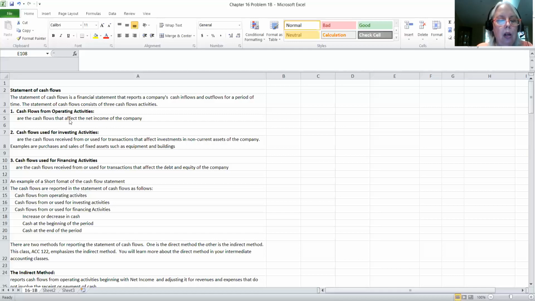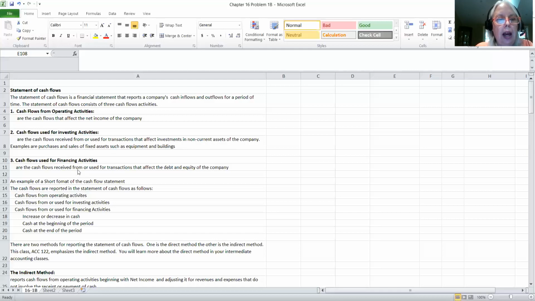cash flows. The second section that you'll prepare is called the cash flows used for investing activities, or the investing activities section. And in this particular section, you're going to record all cash transactions that come from things that affect our investments in non-current assets. So things like plant assets, when you buy them or when you sell them, they will be reported under the investing activities section.